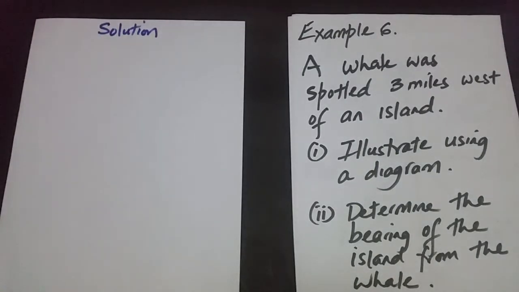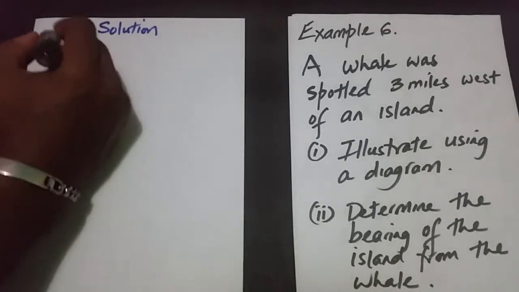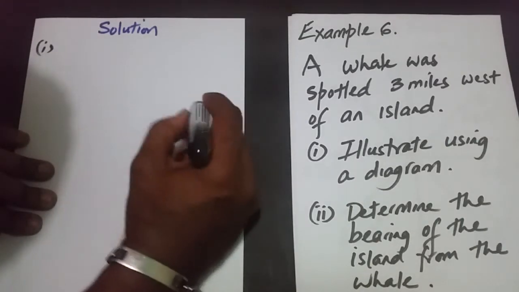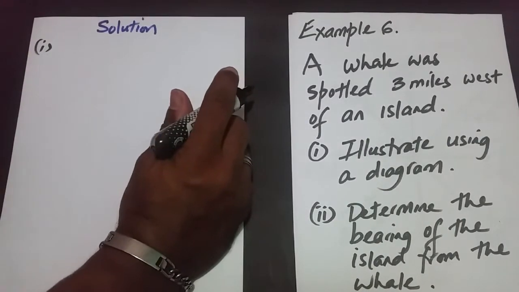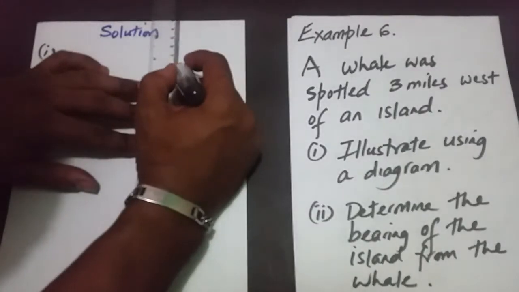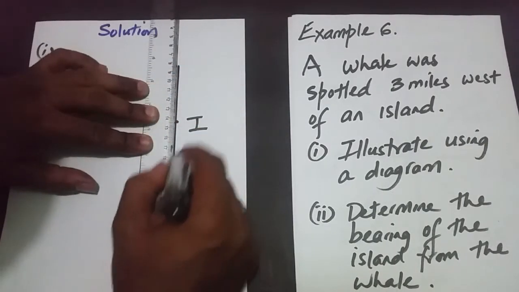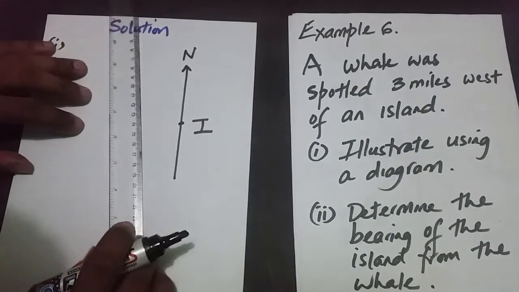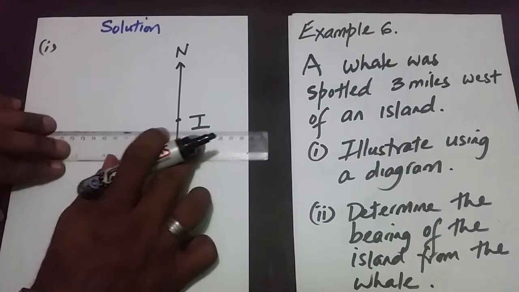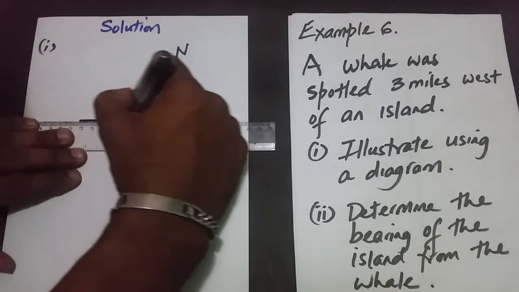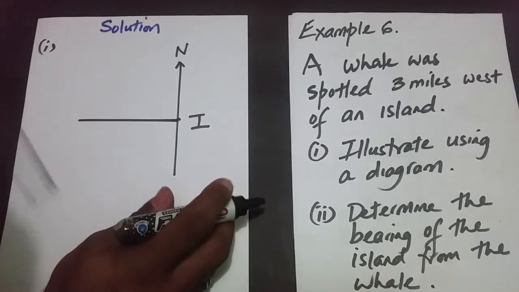Now, if the whale is spotted 3 miles west of an island, for us to indicate that using a diagram, we're simply going to put the island here. A north line should be drawn to the point that represents the island. So we do a north line that is vertical to the ground, or perpendicular to the ground, and indicate north. And of course, west would be in this direction. So I'm just going to indicate that. Make it very, very straightforward.